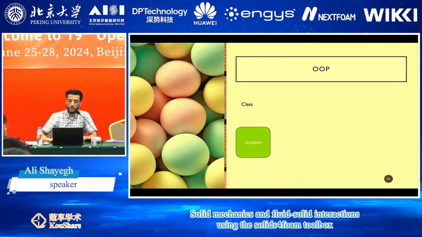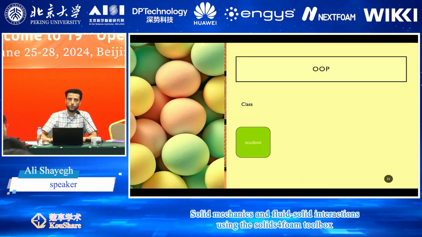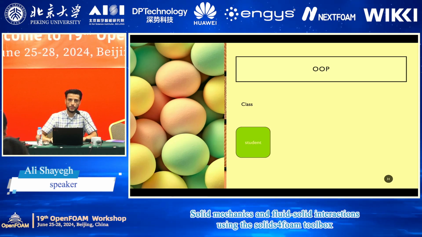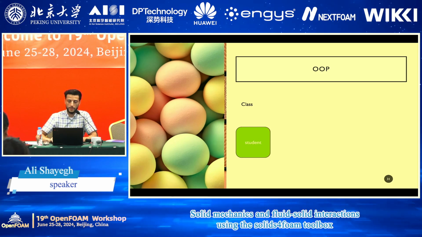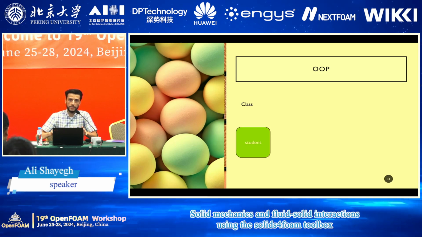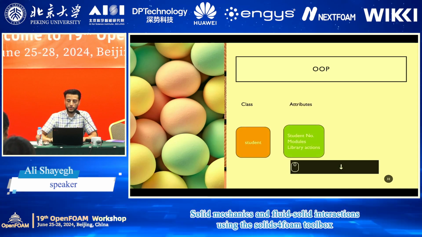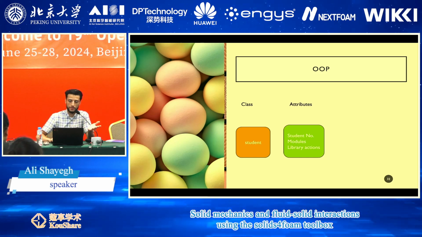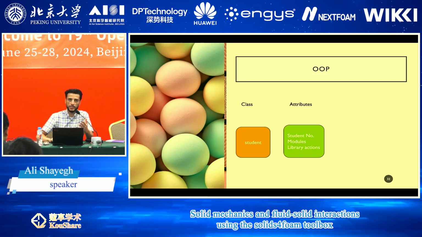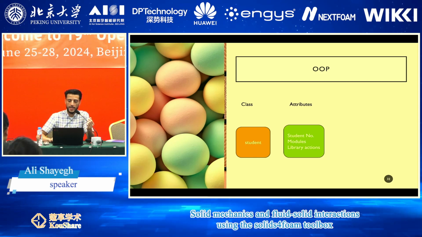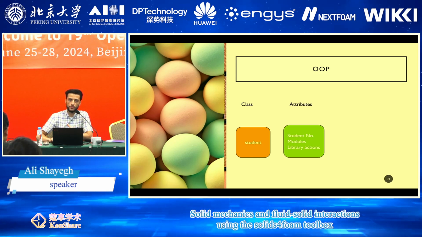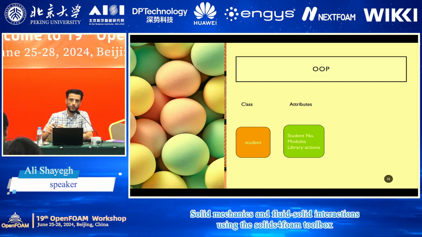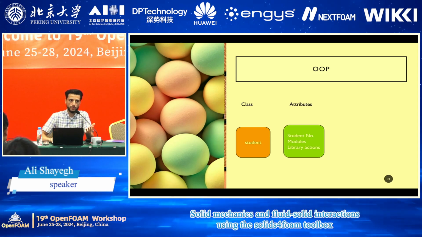Then what are objects? Assume a group of things with similar features. For example, students. Many of us are students, right? So students in this context are a class. Their attributes are that all of us have student numbers, all of us have modules, all of us have library actions. We can borrow books from the library and these things. So the student number or the modules we have become our data. And the things that we can do become our methods in C++ terminology.